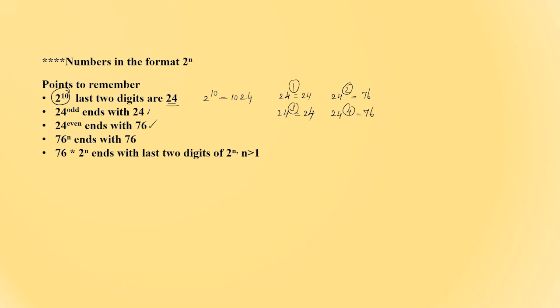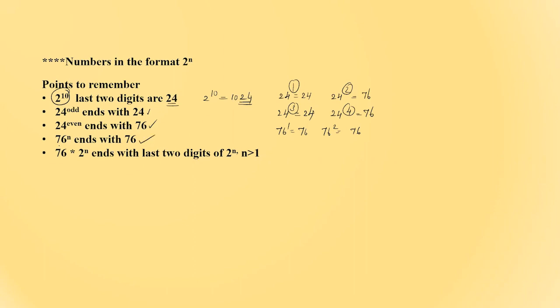Now, look at the powers of 76. We knew that 2 power 10 always ended with a 24. So we looked at the cyclicity of 24. 24 power odd was always 24 and 24 power even was always 76. Now, a new number 76 has come, so we need to look into the cyclicity of 76. 76 power 1 is 76. 76 whole square is 5776. So the last two digits of 76 power n would always be 76 itself.